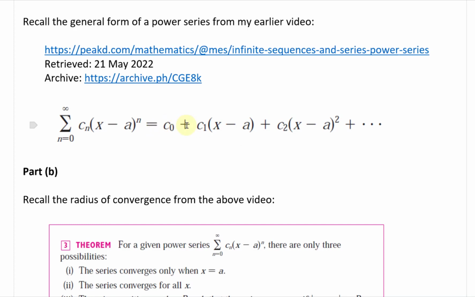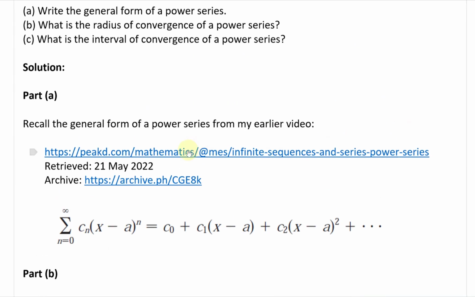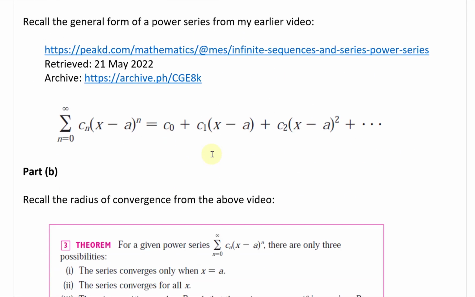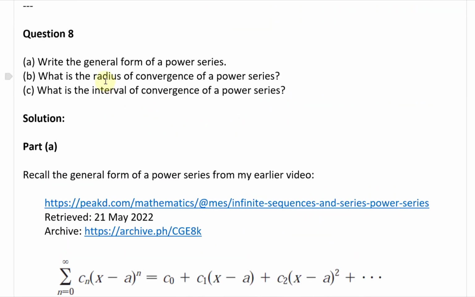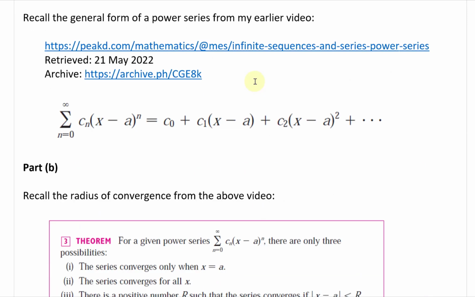So we're going to have, let's say the whole terms again. So C0 plus C1 times x minus a plus C2 times x minus a squared, and then it goes to C3 times x minus a cubed, and so on. So that's the general form of a power series. So again, you're taking to the power of that there. And now B, what is the radius of convergence of a power series?